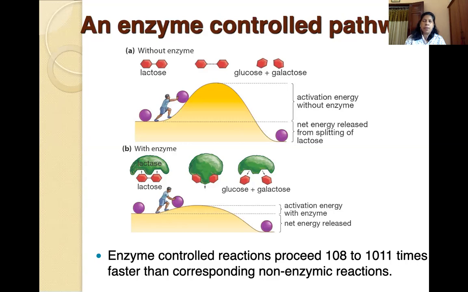And when it comes to picture B, you can see there is an enzyme called lactase. That lactase enzyme takes the lactose into its cavity, and it supports the breakdown reaction, and then it produces glucose and galactose. And again, the lactase enzyme is free from this reaction site, and it can capture another lactose molecule. So you can see that because the enzyme helps reduce the activation energy, the reaction goes on very fast without any problem.